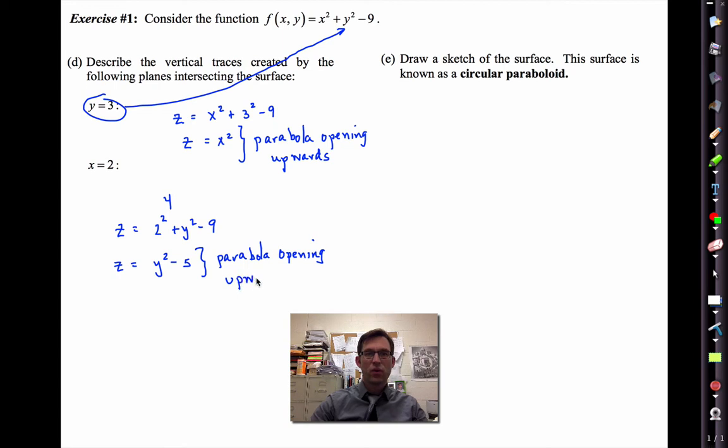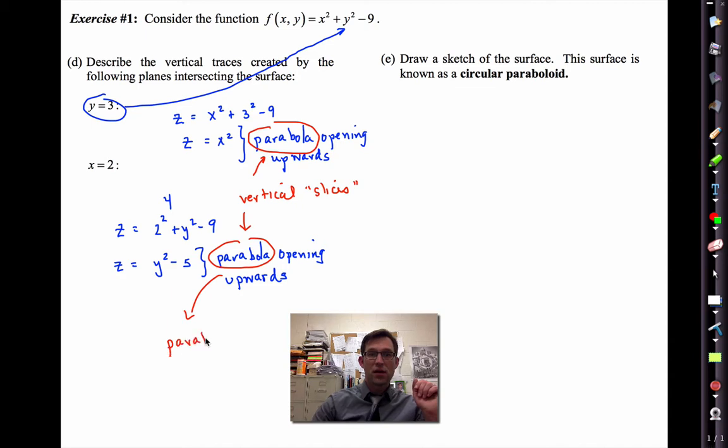All right, so this is kind of cool, right? What I know is that when I cut this surface horizontally, I'm getting circles. And when I cut it vertically, I'm getting parabolas. Because those vertical slices are parabolas, that's why I call this a paraboloid. It's not why I call it a paraboloid, it's why everyone calls it a paraboloid. All right? Now it asks us to sketch this.